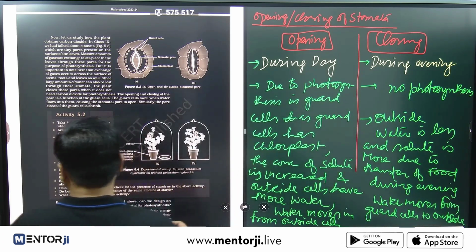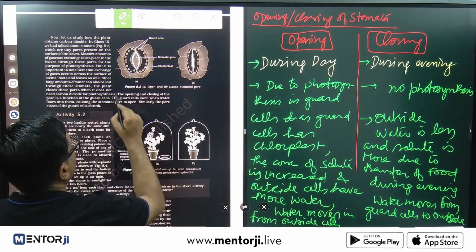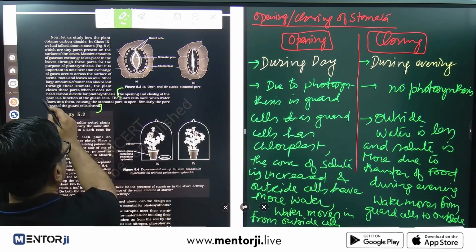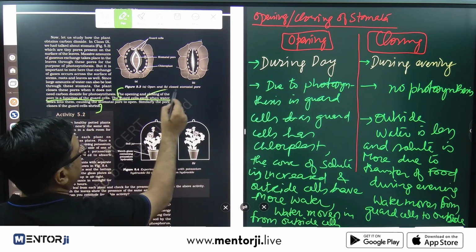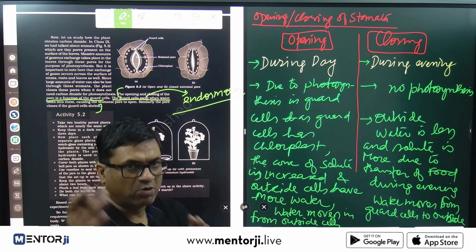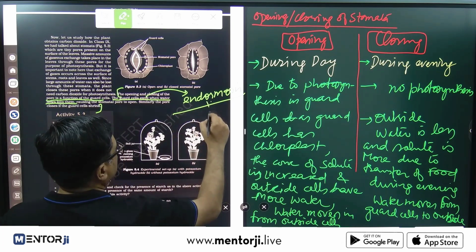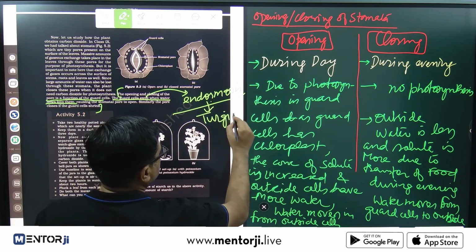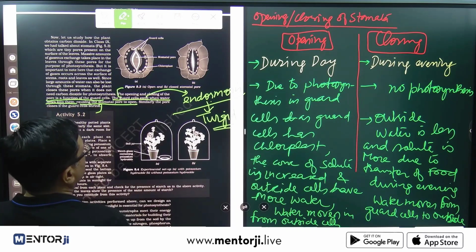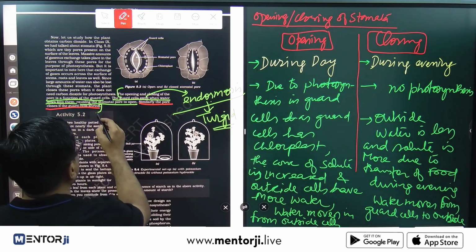Here you see it is written, if you focus on this, you will notice that opening and closing of the pore is the function of guard cells. The guard cells swell, meaning endosmosis. Water enters from outside to inside the guard cells and they become turgid. Guard cells become turgid, swollen, full of water, causing the stomatal pore to open. Now in the second sentence, similarly the pore closes if guard cells shrink.